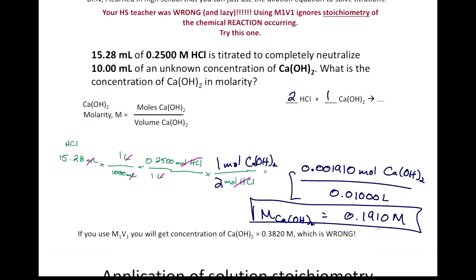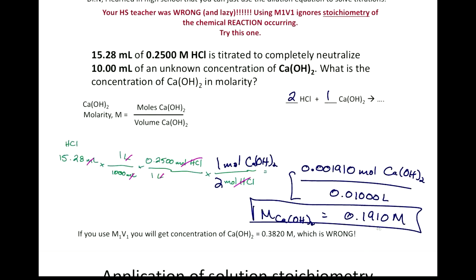So promise me you will not use the M1V1, M2V2 equation for titrations. Please, promise me. You pinky promise? Okay. Because if you do, this is what's going to happen. If you do use M1V1 for titrations, you're going to forget stoichiometry. And you know for a fact on exams, we are never going to give you a 1-to-1 ratio. It's never going to be 1-to-1. We're going to make it harder.